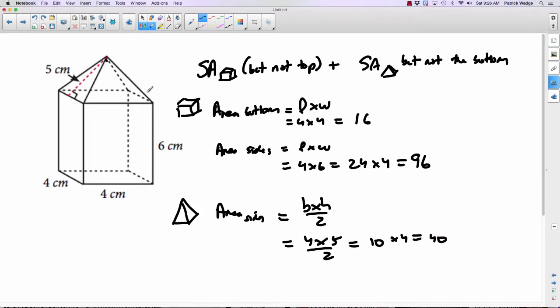Now, what about the bottom of the pyramid? Do we do that? No. Remember, we can't get to that with our paintbrush. So that's not exposed. That's not something we can paint. That's not part of the surface area.